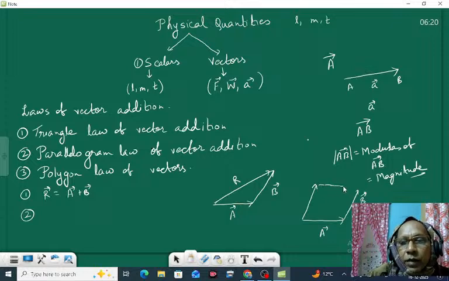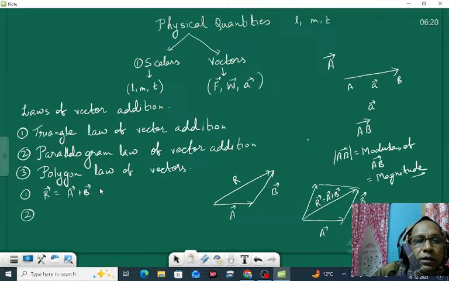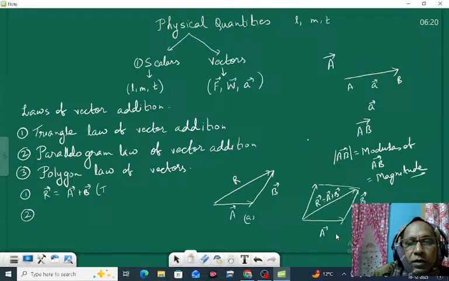And if we make a parallelogram, then the diagonal of the parallelogram is the resultant of the vectors A and B. Actually, the parallelogram law of vector addition and the triangle law of vector addition are the same, right? Here you see, you are getting the resultant vector as vector A plus vector B. So the first one is the triangle law of vector addition. The second one is the parallelogram law of vector addition, right?